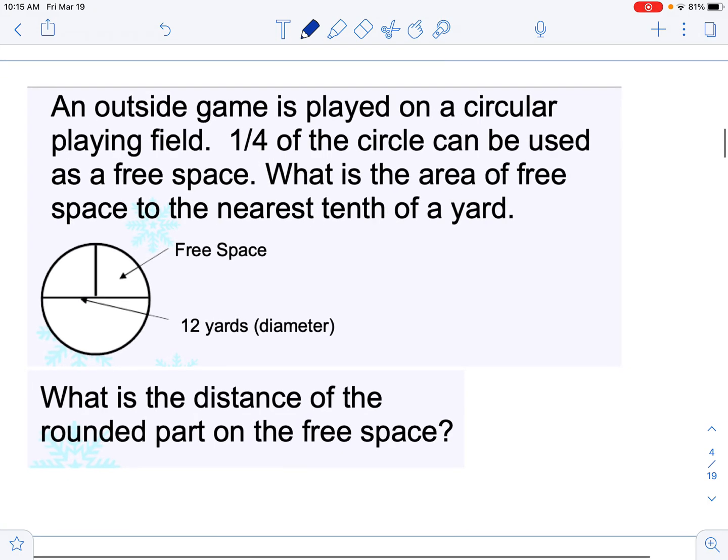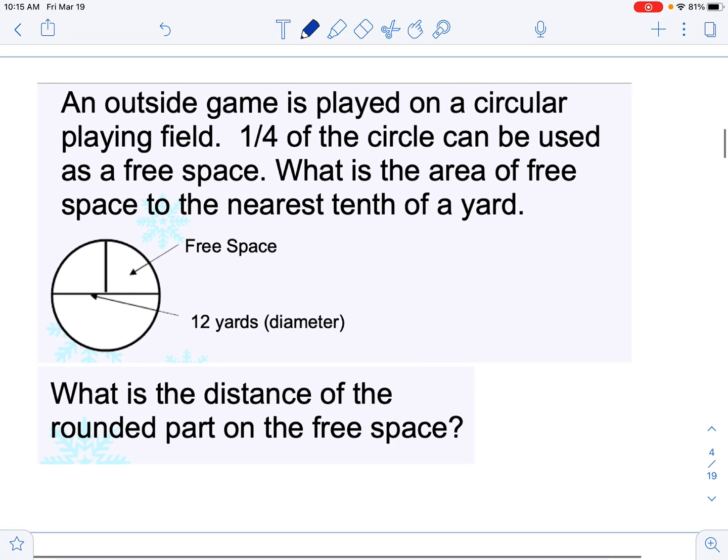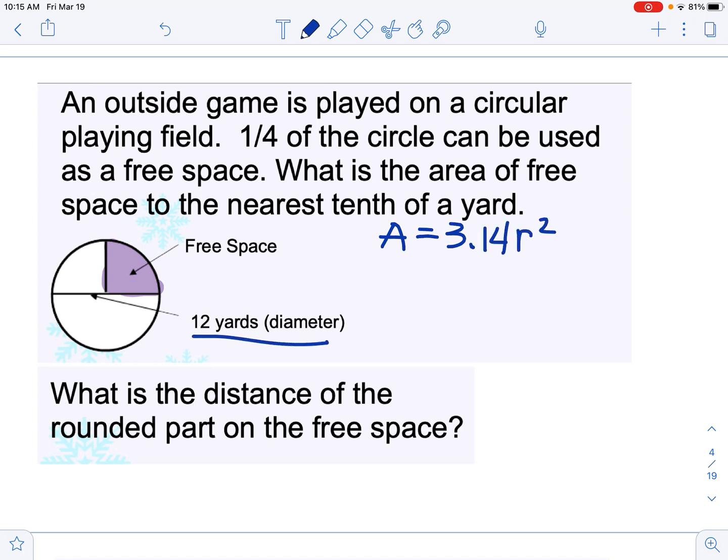The next problem says an outside game is played on a circular playing field. 1/4 of the circle can be used as a free space. What is the area of free space to the nearest tenth of a yard? So we're going to find the area of this section of the circle, and we know it's 1/4 of the circle. So I'm going to find the area of the entire circle and divide it by 4. Area equals 3.14 times r squared. So it says 12 yards is the diameter, so radius is half of that. So 3.14 times 6 squared.